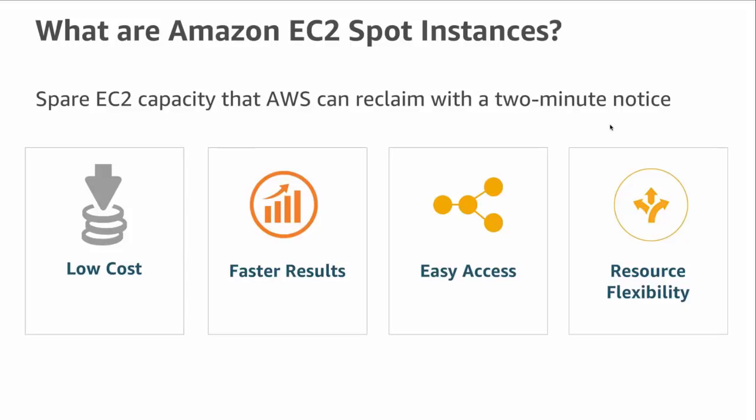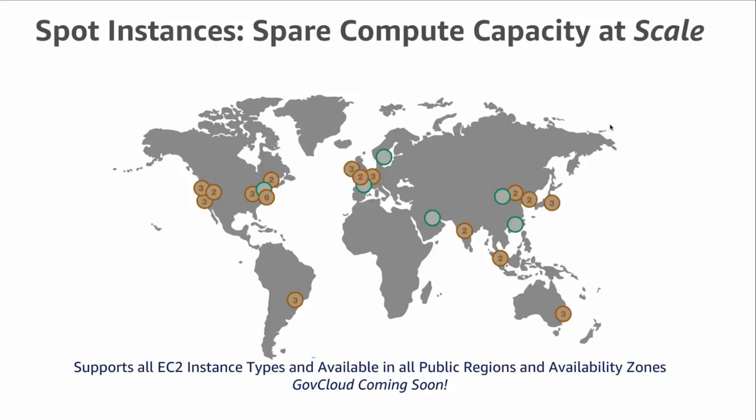Spot instances are really spare compute capacity at scale. Spot is available for all EC2 instance types and in all public regions and availability zones, and Spot will be coming soon to GovCloud for those of you anxious to get Spot there. So you know there's a lot of spare capacity across our global resources, and it's all there for you to tap into as you need for your particular workload.